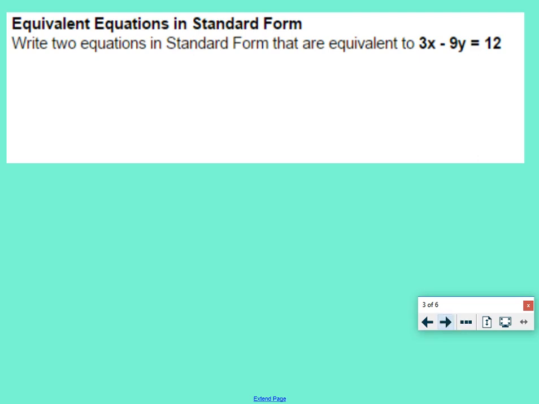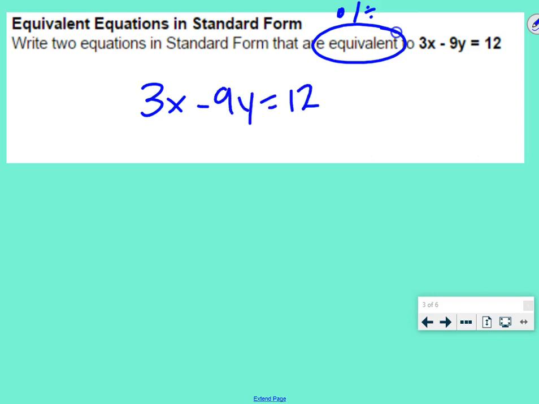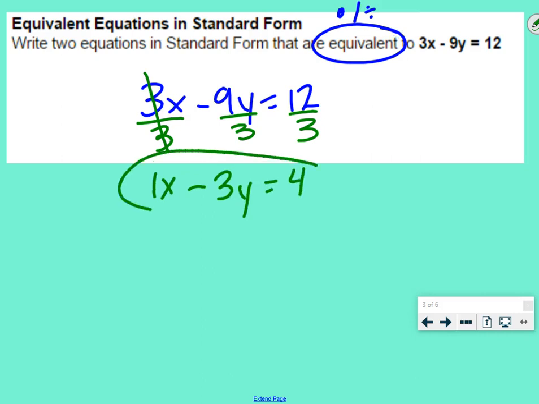Equivalent equations in standard form. Write two equations in standard form that are equivalent to 3x minus 9y equals 12. The two ways to write equivalent equations is to multiply or divide the equation by a number. So if we have 3x minus 9y equals 12, if we look, all three numbers are divisible by 3. So if we divide every piece by 3, we would get 1x minus 9 divided by 3 is 3y equals 12 divided by 3, which is 4.